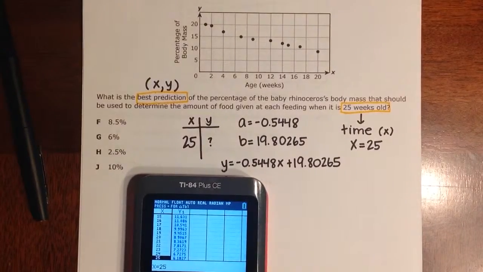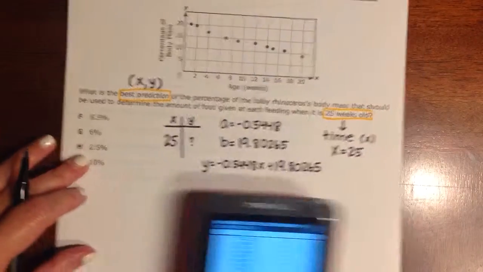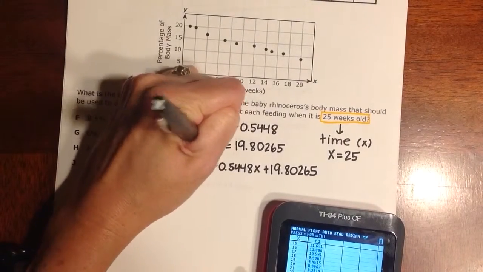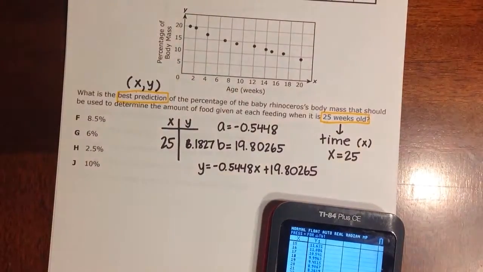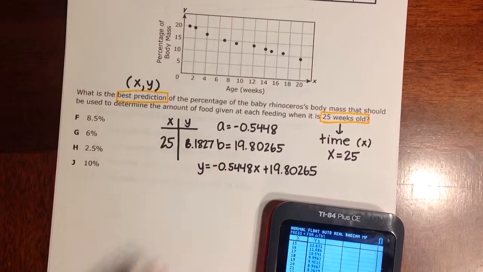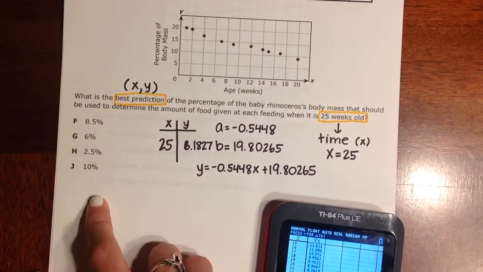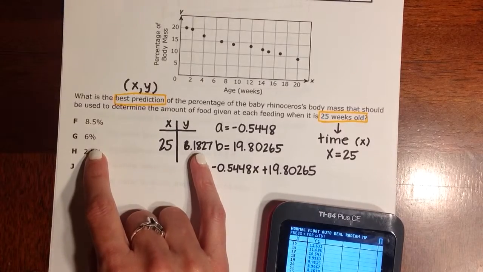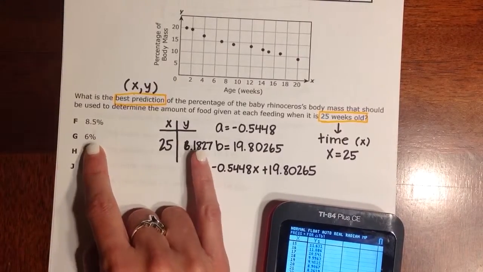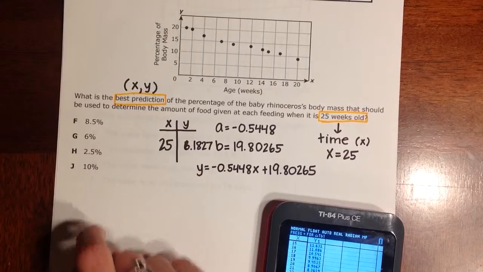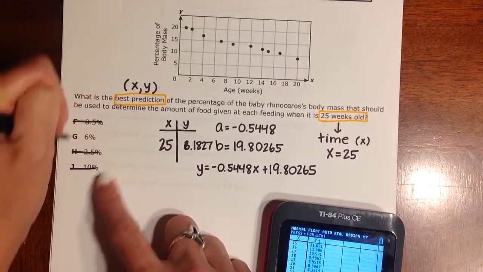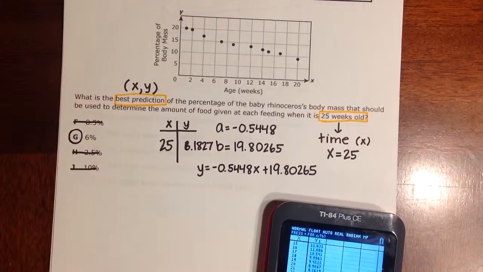And I get 6.1827. So I get 6.1827 percentage for my body mass. Now I need to look at my answer choices and see which answer is closest to 6.1827, because remember, it's a prediction, so it's going to be an estimate, so your answers may not exactly match. And I can clearly see that the closest percentage is answer choice G.